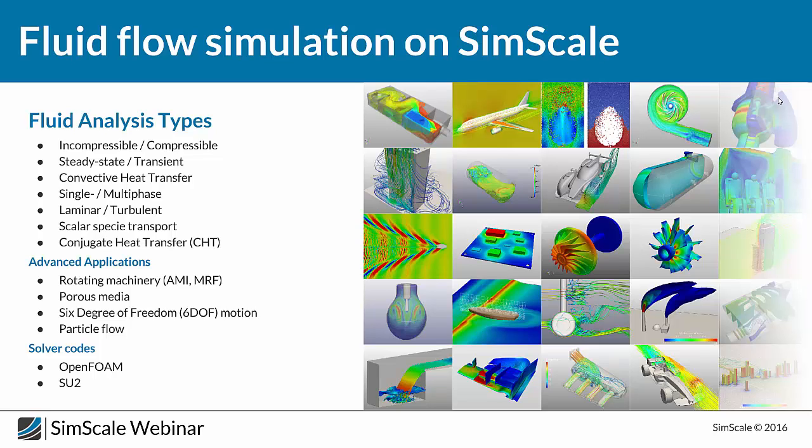Say, for example, porous media could be implemented in an incompressible flow solver, or a 6 degree of freedom motion could be incorporated in multi-phase flow. So maybe a ship. For analyzing a ship flow, it is air and water, so it becomes multi-phase, and the ship would have a 6 degree of freedom motion. So this is a typical example of using the advanced applications in the basic fluid analysis types.